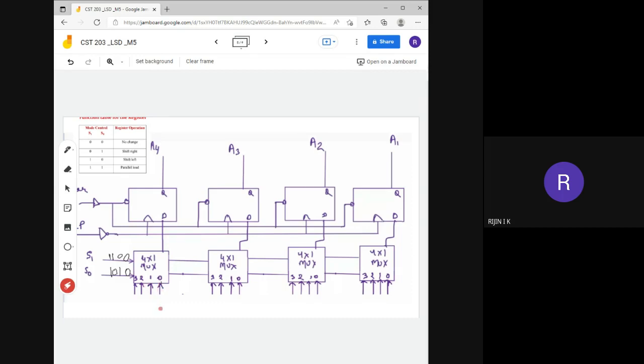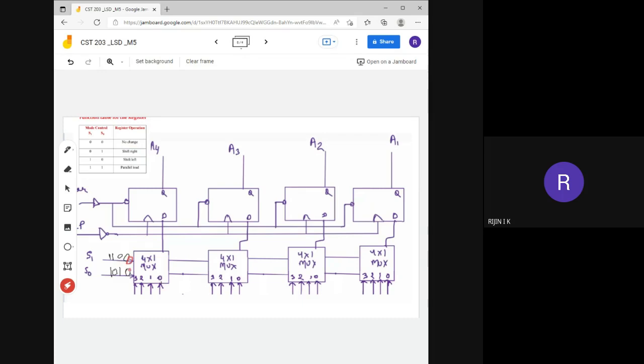That means whatever input is coming to this zeroth pin will be provided as the input for the flip-flop. If the control line is 0 0, which type of operation do we have to perform? Here we have to perform the no change operation. That means you need to keep the previous value as it is. Whatever was previously in the flip-flop, the same value must be saved in that flip-flop. That is what the no change operation is.